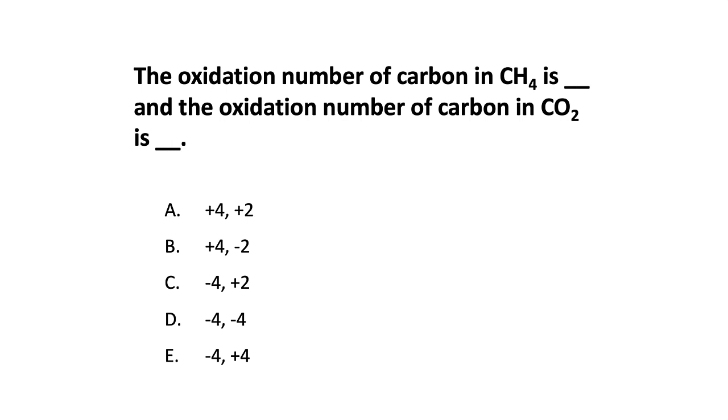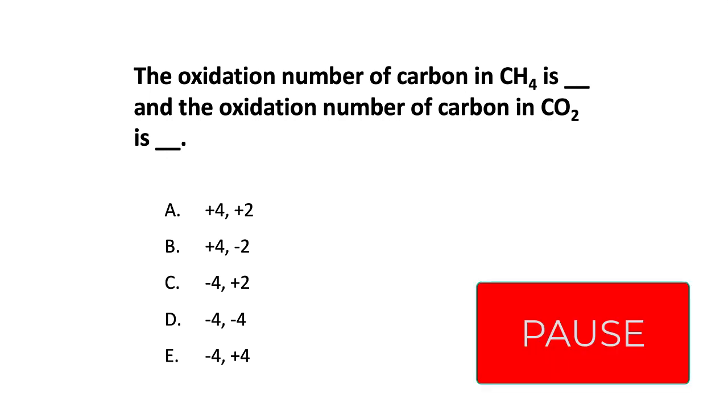All right, let's try another one. What if we have 2 different carbon-containing species? Again, we want to use the hydrogen and oxygen, which we know like common oxidation numbers, to figure this one out. What is the oxidation number of carbon in CH4, which is called methane, and the oxidation number of carbon in carbon dioxide?